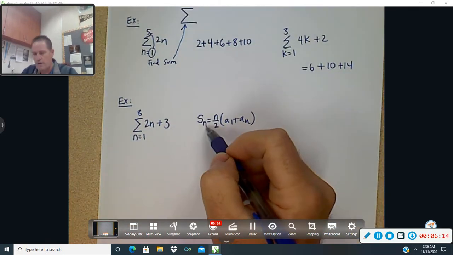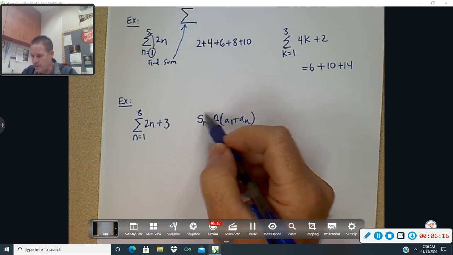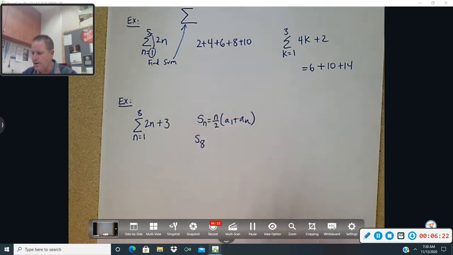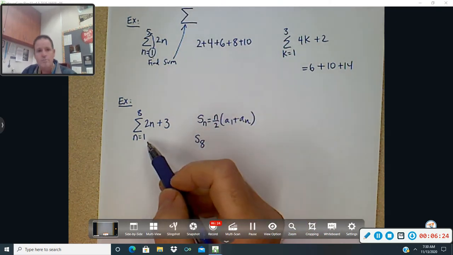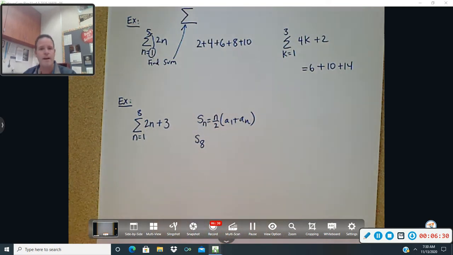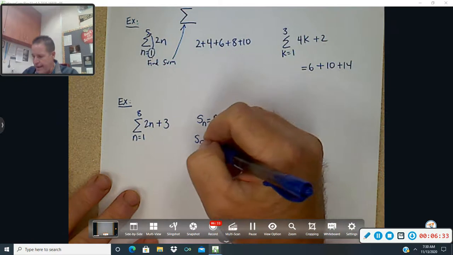N is the number of terms. Okay, now listen. S stands for sum. So we're going to be finding the sum of 8 terms. Now, how did I know that it was the sum of 8 terms? Because, again, you'd be plugging in 1, 2, 3, 4, 5, 6, 7, and 8. You'd add all those up. That's 8 terms to add up. Okay, so S sub 8 equals.